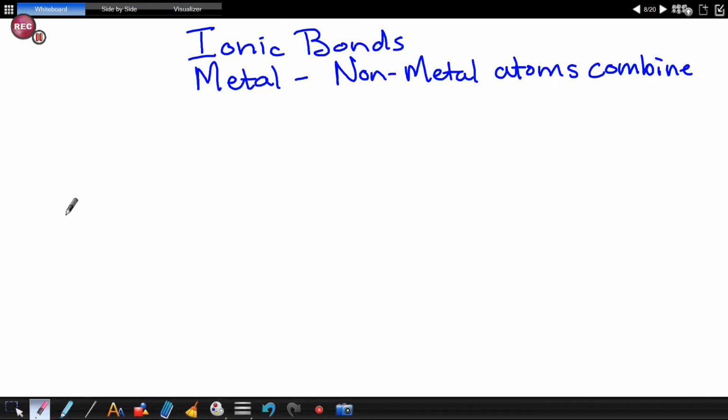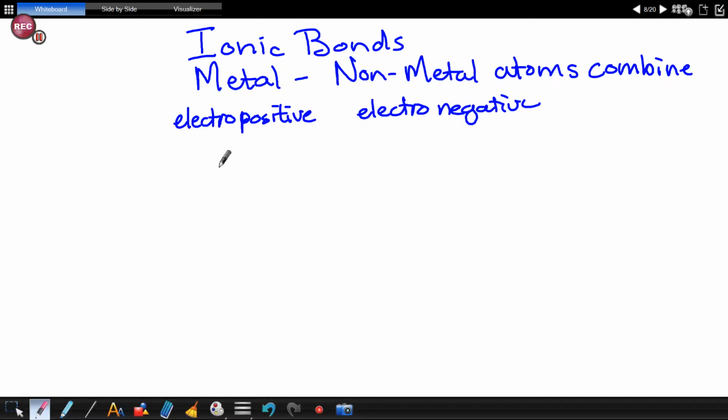Okay. So we get ionic bonds when metal and non-metal atoms combine. Metals are electropositive. Non-metals are electronegative. So metals form cations. Non-metals form anions.